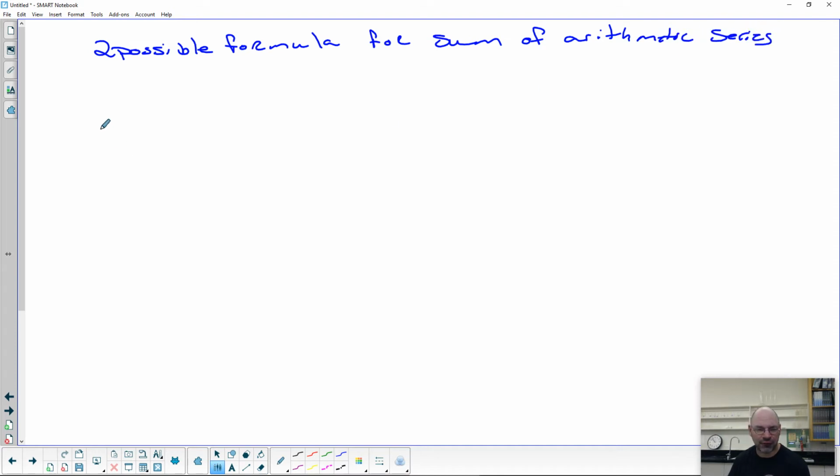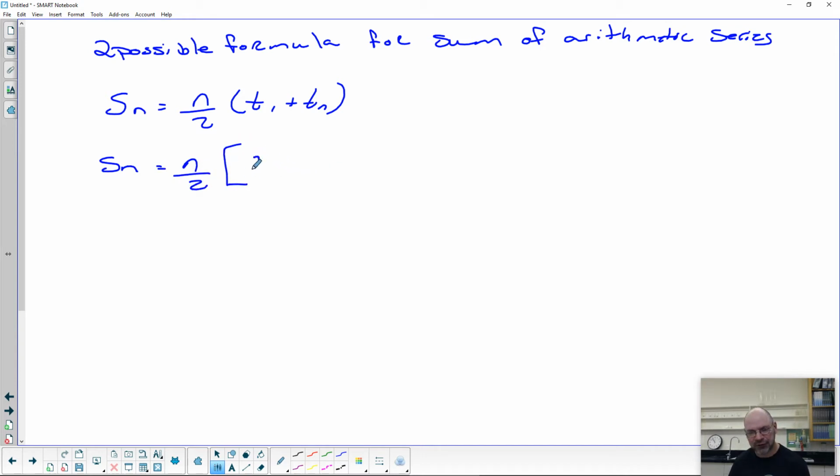Okay, so we had the first one that Gauss came up with: n over 2 times the first term plus the last term, or the nth term. And then the one we just finished deriving: n over 2, and then we'll put square brackets, which is what the book usually does, 2 T1s plus D times n minus 1. So this one, if you have T1 and D and n, and this one if you have T1 and Tn.